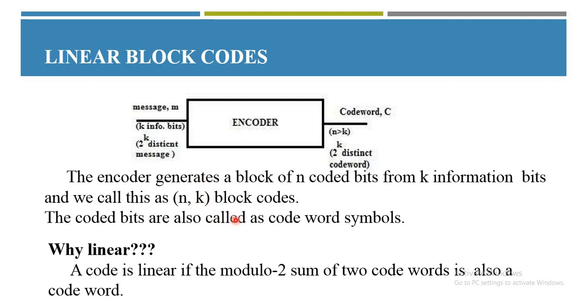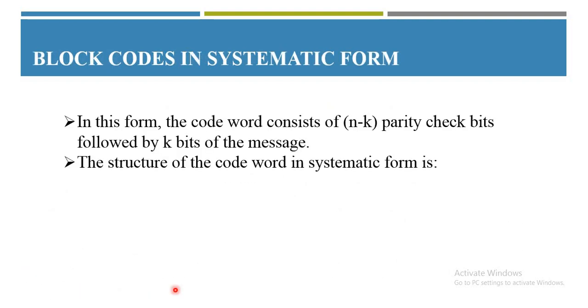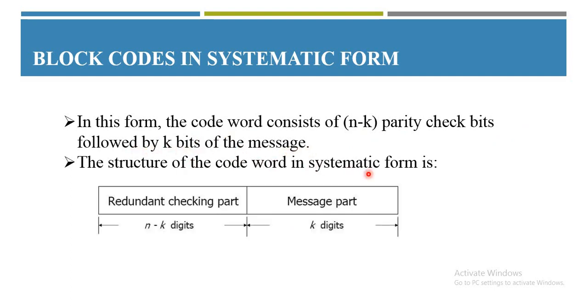Now why is it called a linear block code? Because a code is linear if the mod-2 sum of two code words is also a code word. So if you take the mod-2 addition of two code words, whatever answer we get is again a code word, therefore it is called a linear code. And the block code in systematic format: the code word consists of n minus k parity check bits followed by the k bits of the message, and the structure of the code word in systematic form is as shown.